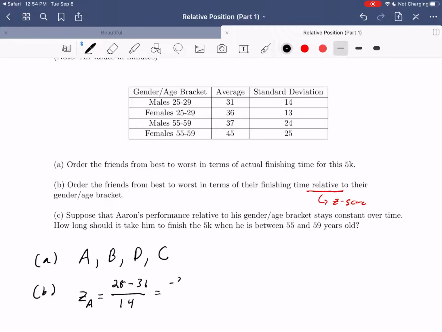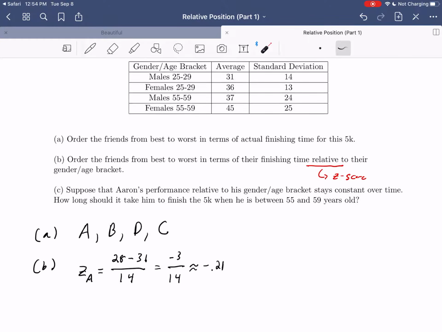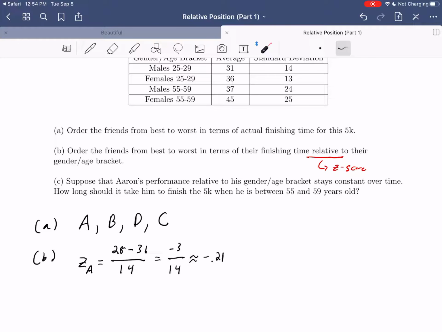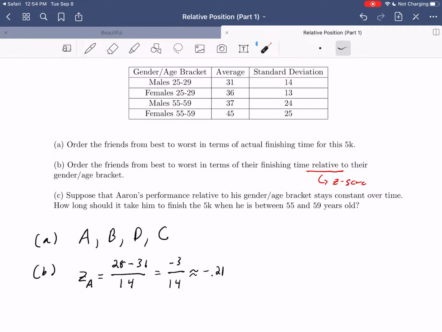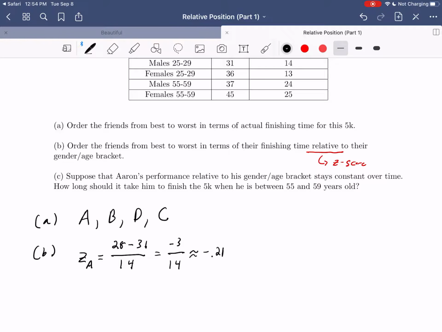Notice we get -3 over 14, and then if we do that division, -3 divided by 14 gives us a z-score of about -0.21. All right, notice that this is a negative z-score. Does this mean that he did badly? Well, not in this case, right? Because actually being lower than average is good here, because running a race, you want to be below the average. So this means he was just slightly below the average, but he should certainly be happy compared to the fact that typically people like him took 31 minutes. He only took 28. All right, let's see about Brenda.